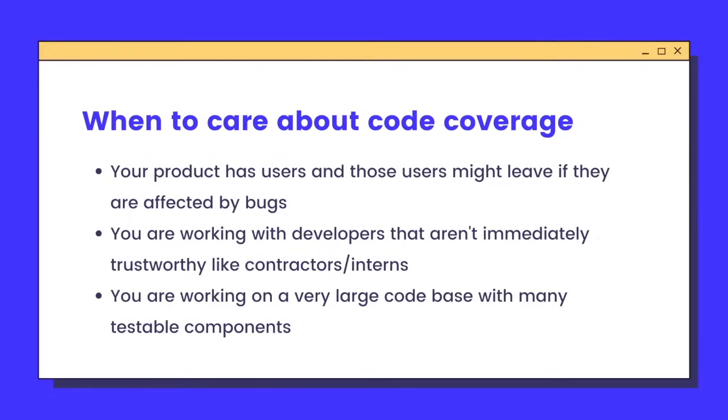You're working with developers that aren't immediately trustworthy, like contractors or interns, that you're bringing into your code base. They need to make changes in some fixed time scale, like a 4-month internship, so they can't immediately become experts in the entire code base. And you'd like them to be able to make changes without worrying too much about things breaking.